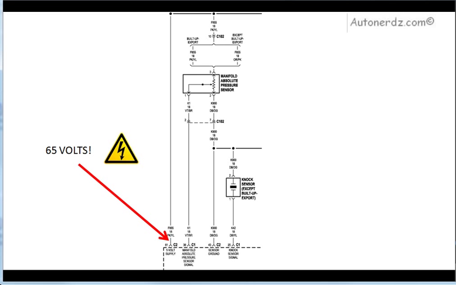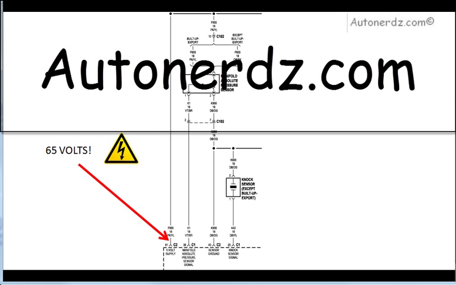That 65 volts was directly shorted to that 5 volt supply for our reference voltage. It amazes me that the PCM was able to handle that, but the vehicle runs great. I put quite a few miles on it, and it's good.